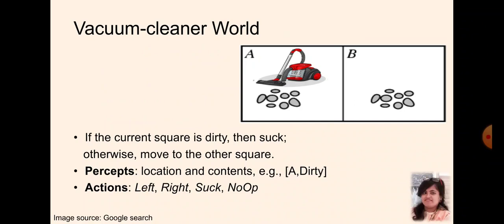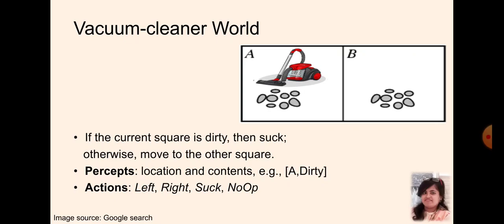Now take one very simple example, the vacuum cleaner world. In this figure you can see there are two tiles, A tile and B tile, and both tiles have some dust. In this particular instance the vacuum cleaner is in the A tile. So if the current square is dirty, and currently the vacuum cleaner is in the A square, which is dirty, then we need to clean that tile, right? So then, suck.